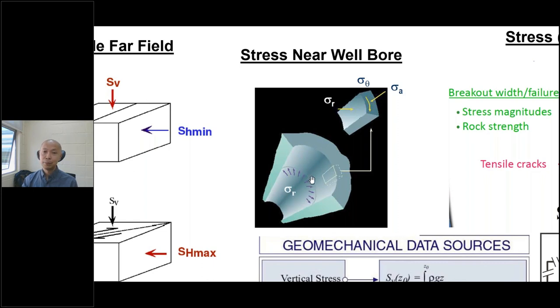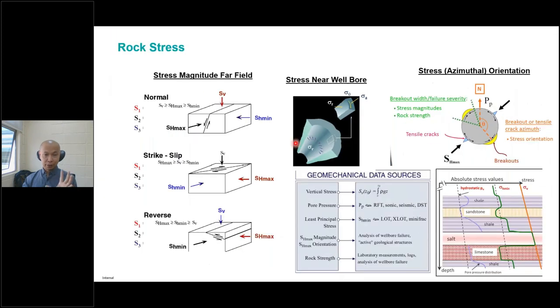So instead of three orthogonal stresses in the form of the vertical and two horizontal stresses, in the near wellbore area you are going to have a radial stress, in the radial direction. You have axial stress along the axis of the hole, and you also have tangential or hoop stress along the hole perimeter. It is the same stress, we just convert from Cartesian into polar coordinates. All right, so that's on the magnitude.